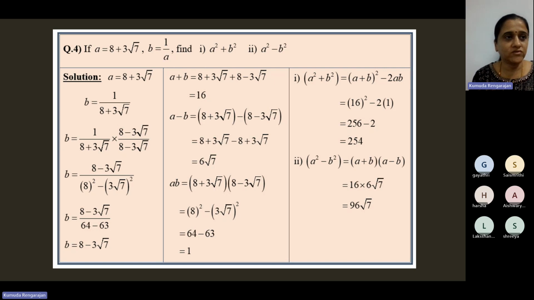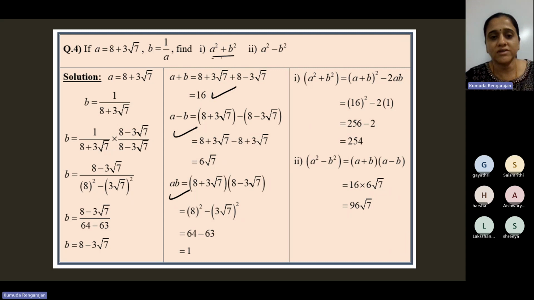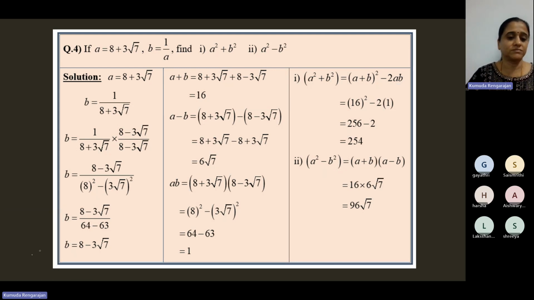So we have to first find B with the rational denominator, then find A plus B. All this is pre-work: A plus B, A minus B, and AB. Find A plus B, find A minus B, find AB. Now answer the questions. A squared plus B squared, use the identity: A plus B the whole square minus 2AB. Substitute the values. A square minus B square is A plus B into A minus B. You have already found the values. Use them and find the answer.